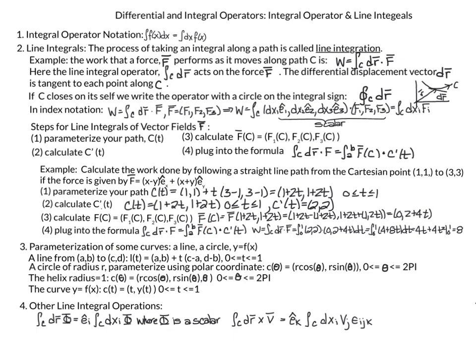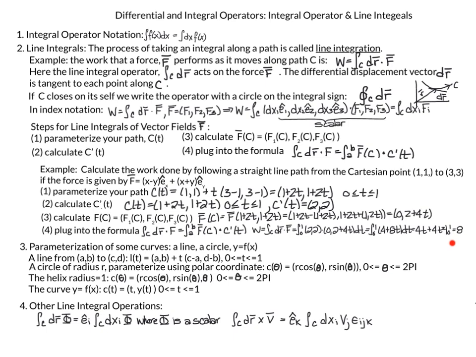We also did some parameterization of some common curves. We did a line, a circle, and a graph or a curve given to us by a formula, y equals f of x. The line from (a, b) to (c, d) is parameterized by L of t equals (a, b) plus t times (c minus a, d minus b), where t goes between 0 and 1. A circle of radius r, we parameterized using polar coordinates, so c of theta is equal to (r cosine theta, r sine theta), where theta goes between 0 and 2 pi. If you only want the top half of the circle, theta can go between 0 and pi.